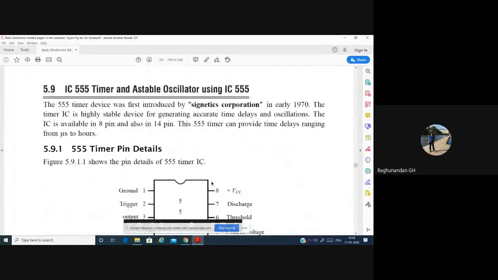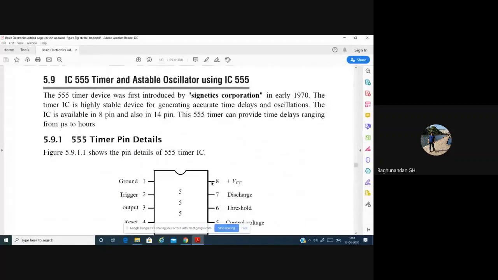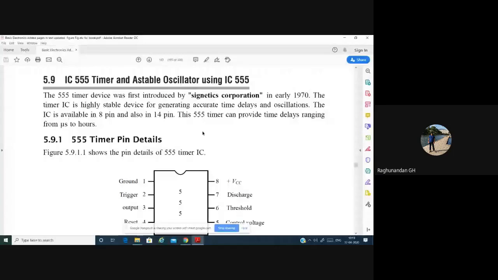After that, the next one is 555 timer and astable oscillator using IC 555. I'll just explain the 555 basic things and we'll stop today's class. So this is the last topic of this module: 555 timer and astable oscillator using 555.